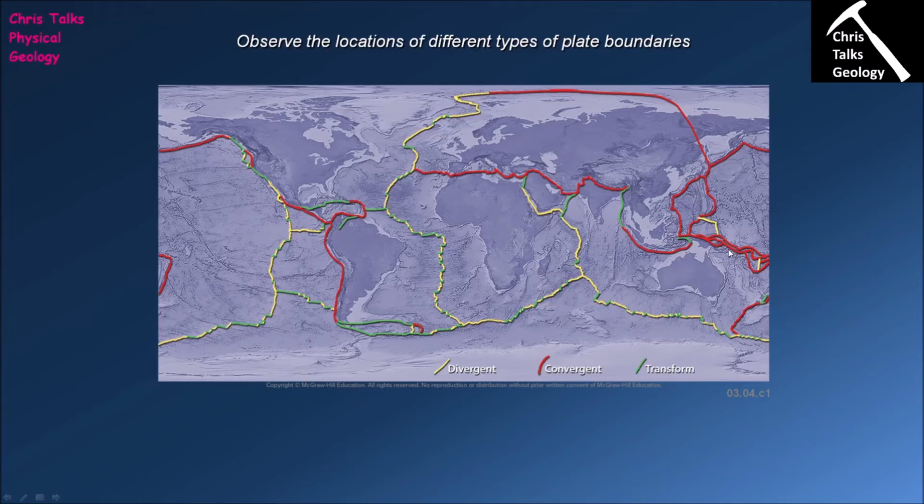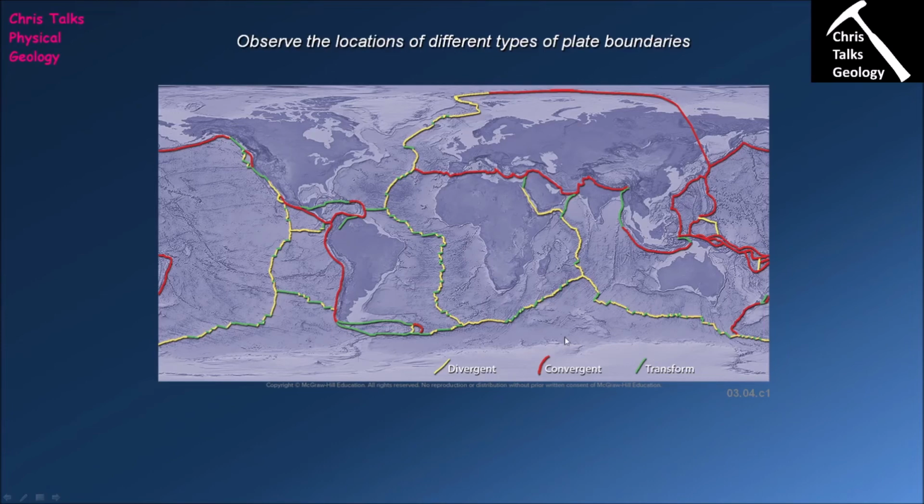In the case of the convergent plate boundaries marked out here in red, we see that they tend to be associated with mountains. They tend to be associated with lots of earthquake activity. Most of them are associated with volcanic activity, and that can be volcanoes in mountain ranges, like the volcanoes of the Andes, but it can also be volcanoes associated with island arcs, like the Aleutian Islands. So bear that in mind as well.